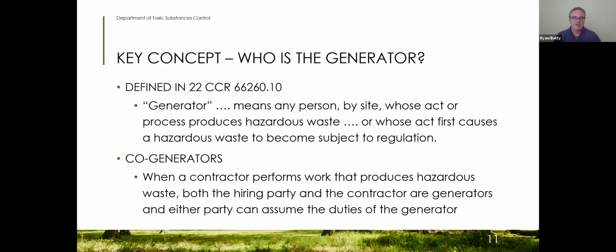And we also got questions about contractors, especially those that are involved in generating waste. So if you're hired to perform work and that work produces hazardous waste, both the hiring party and the contractor are considered generators, but either party can assume the duties of the generator. And that's what we commonly refer to as the concept of co-generators. Next slide, please.